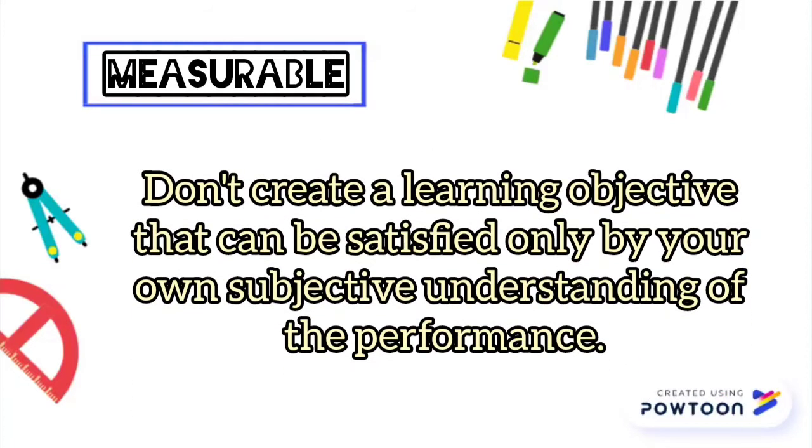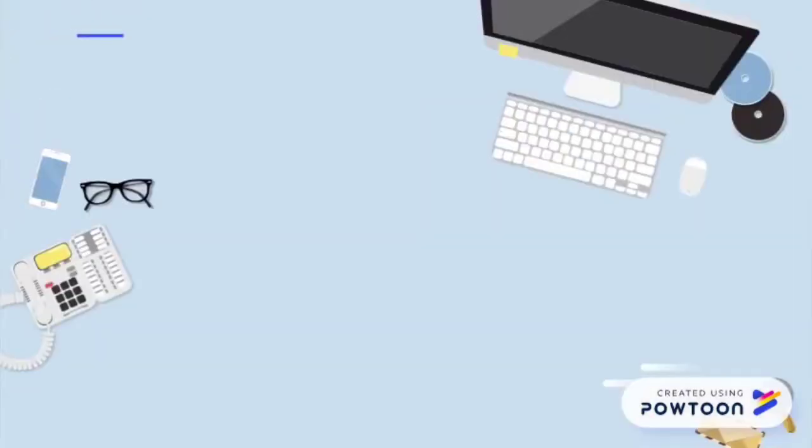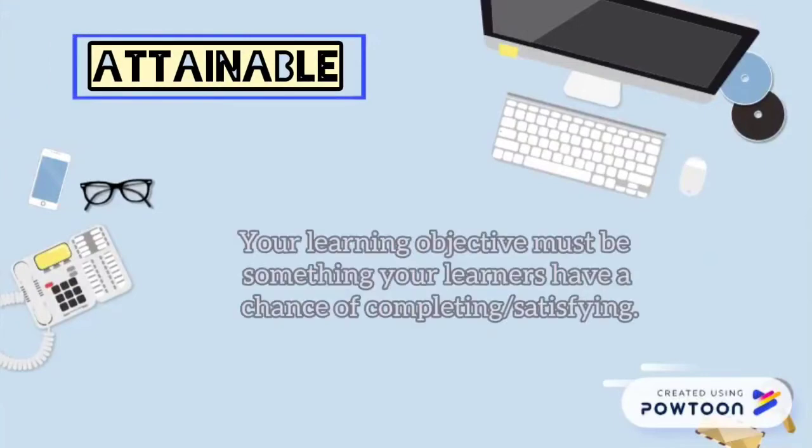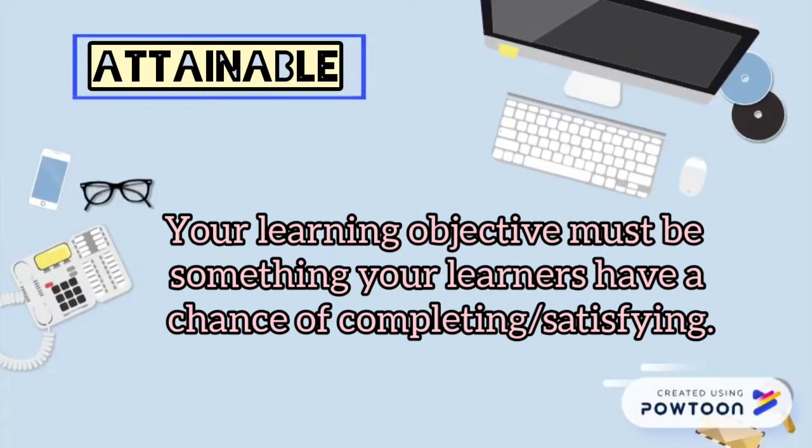Don't create a learning objective that can be satisfied only by your own subjective understanding of the performance. Next will be the attainable. Your learning objective must be something your learners have a chance of completing or satisfying. They must have enough pre-existing knowledge, time, and similar resources. For example, you will not create a learning objective that asks an elementary school child to construct a rocket in an hour. It's just not achievable or attainable.